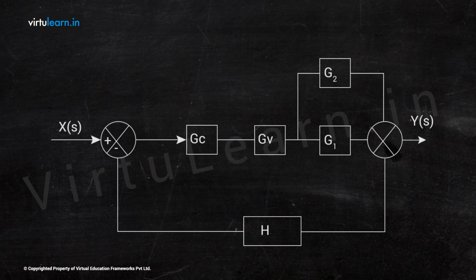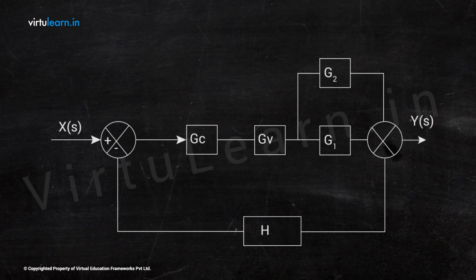Now it is very easy. G1, G2 both are connected in parallel, therefore I can add them. It results in G1 plus G2. Now GC, GV, G1 plus G2 all are connected in cascade, so we can multiply them. Once you multiply, you will get GC, GV into G1 plus G2, and feedback of course we have H.